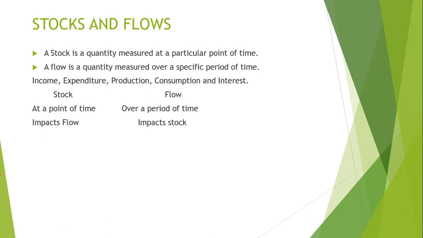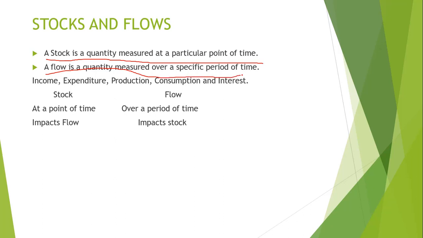Here come stocks and flows. A stock is a quantity measured at a particular point of time. Suppose your wealth at this point of time. Or suppose you're collecting money, then at this point of time, what is the amount of money kept in that particular place where you're keeping or saving your money? At this point of time, what is the amount of money measured in it? That much amount will be known as stock. And a flow is a quantity measured over a specific period of time.